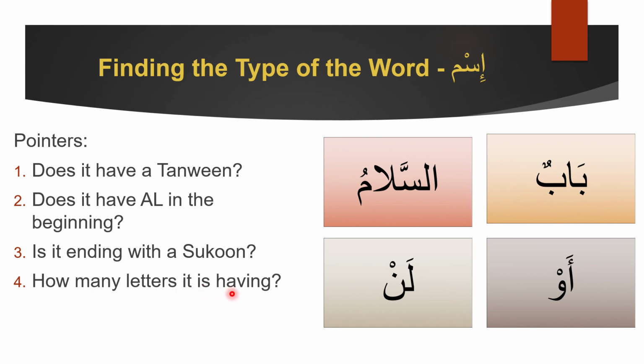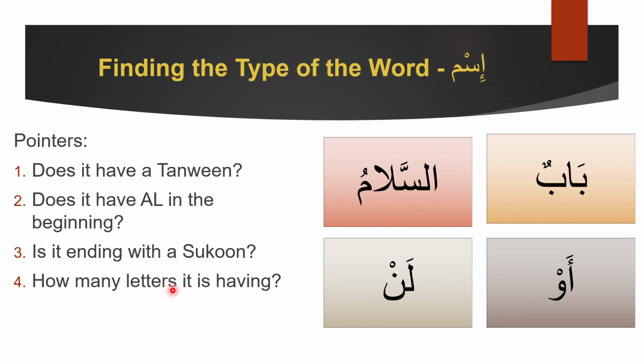How many letters is it having? This is also an important point. An ism generally has three letters in it. It can have more than three letters, obviously, but anything that has less than three letters is not an ism. It's most likely a harf, and it can be a fa'il too, but it's definitely not an ism. Got it? So again, tanween or an al means it's an ism. Sukoon, it cannot be an ism. Original sukoon, not what we add to stop at the end of the ayah. The original sukoon means it is not an ism.